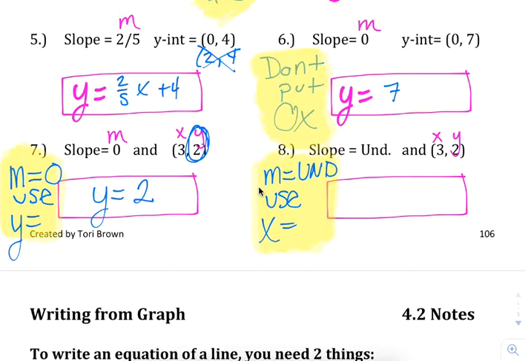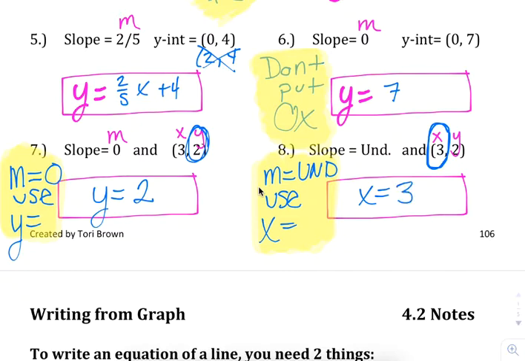Now number 8 is kind of the opposite. When I see an undefined, that means it's a vertical line. It's going through the x-axis. So I want to use my x equals. I don't have a y-intercept, but I do know that x will always be the same number. So what I'm going to do is I'm going to take the x value out of the point they give me. So my x equals 3.